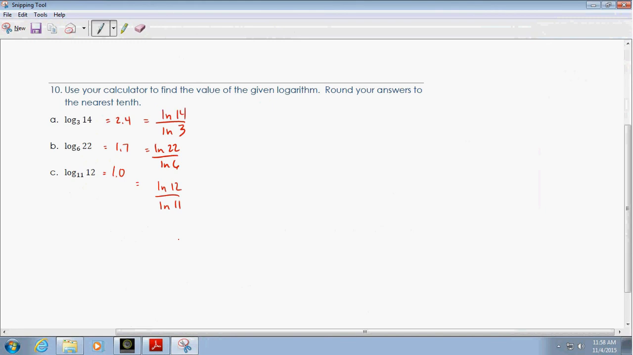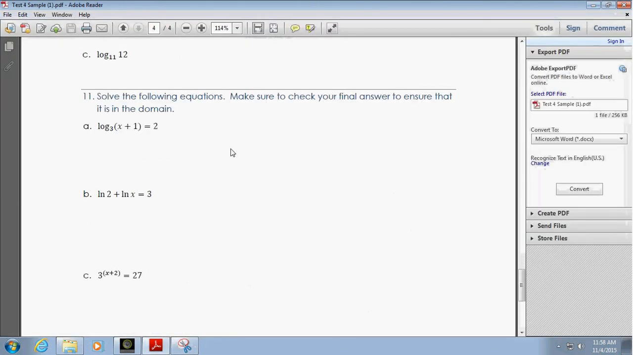Okay? Any questions on that? It's just the change of base formula. All right, and then last but definitely not least, the monsters.